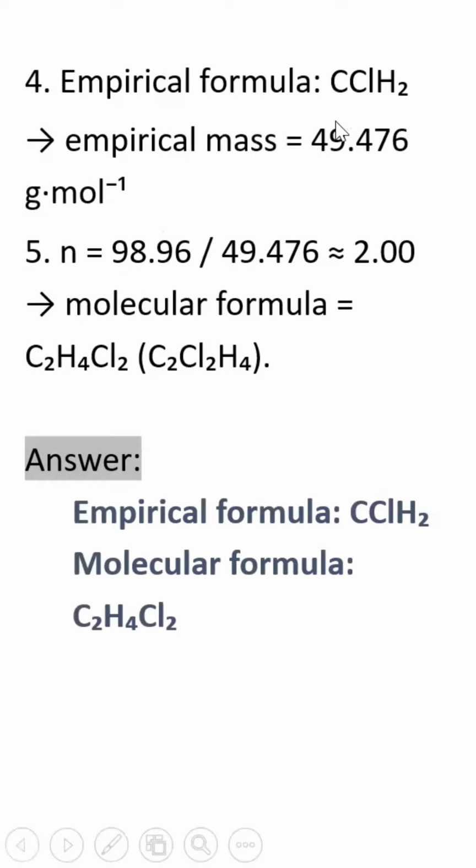We will divide it by the empirical mass that we calculated from step 4, and we will get 2, which means we will multiply the number of moles here by 2. As a result, we will have 2 carbons, 4 hydrogens, and 2 chlorines.